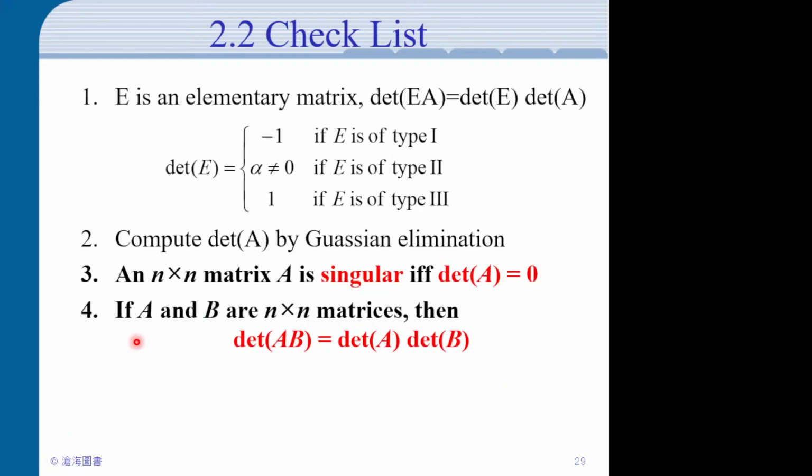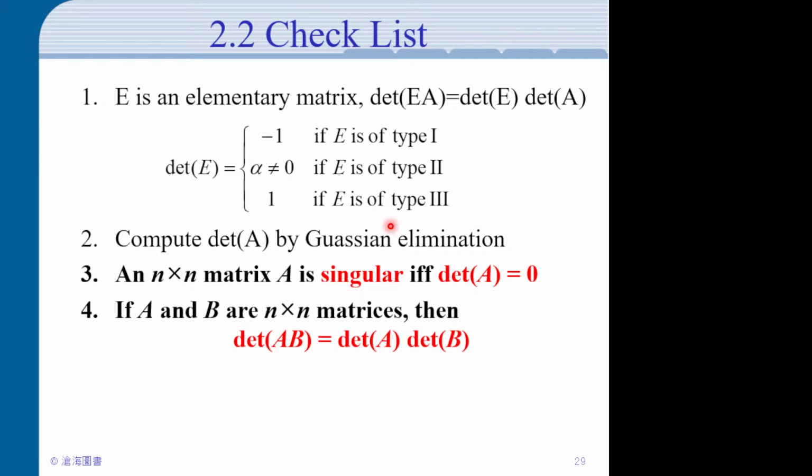And the determinants of the different row operations are like this. Swapping rows, the determinant is minus 1. Multiplying a row by alpha, the determinant is alpha. If you add or subtract a multiple of a row, the determinant doesn't change, it's 1. Okay. So you can calculate the determinant of A also by Gaussian elimination.